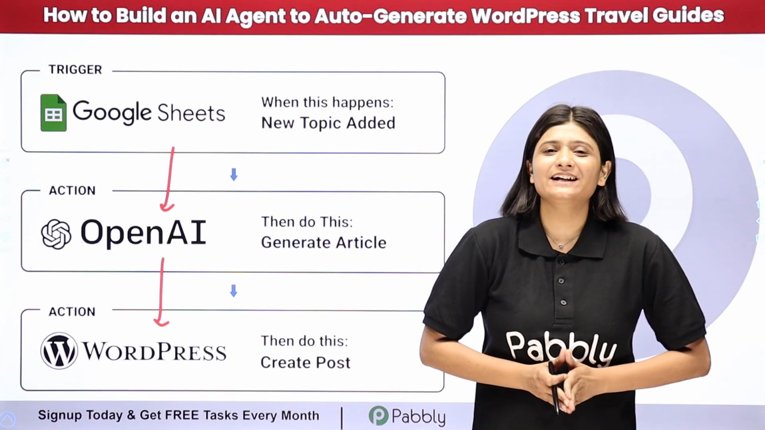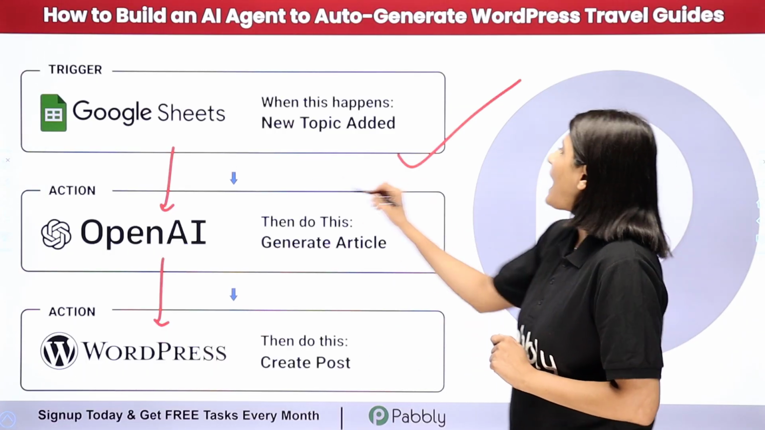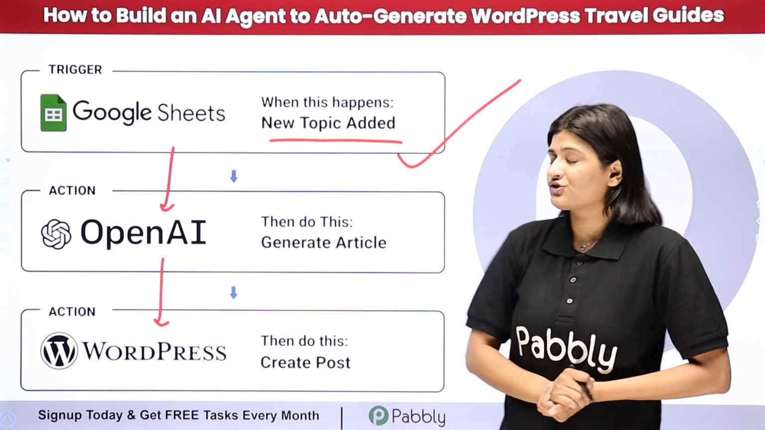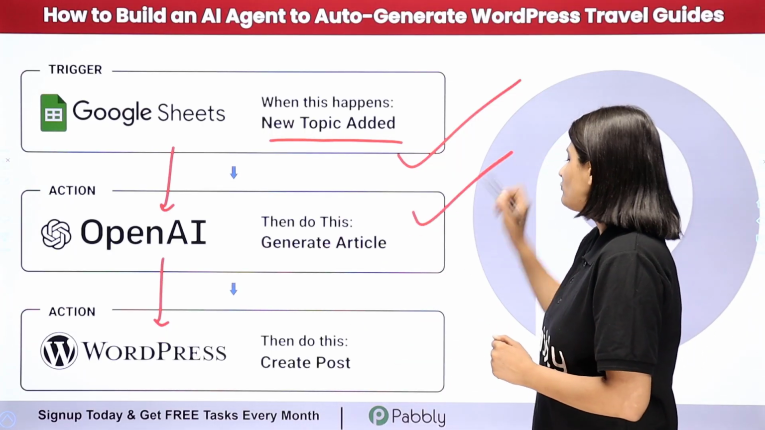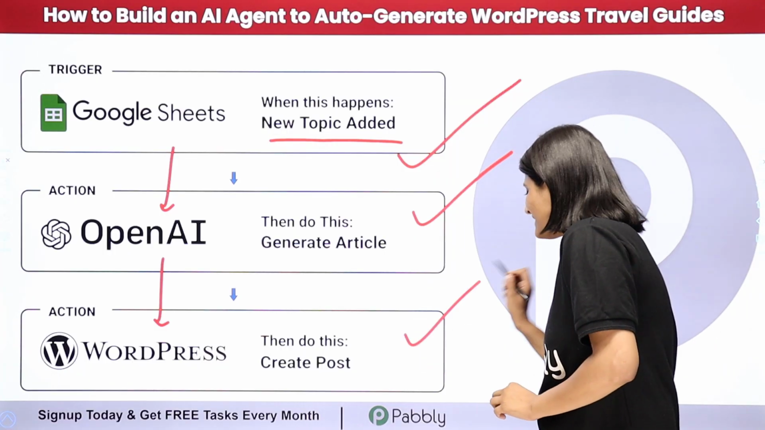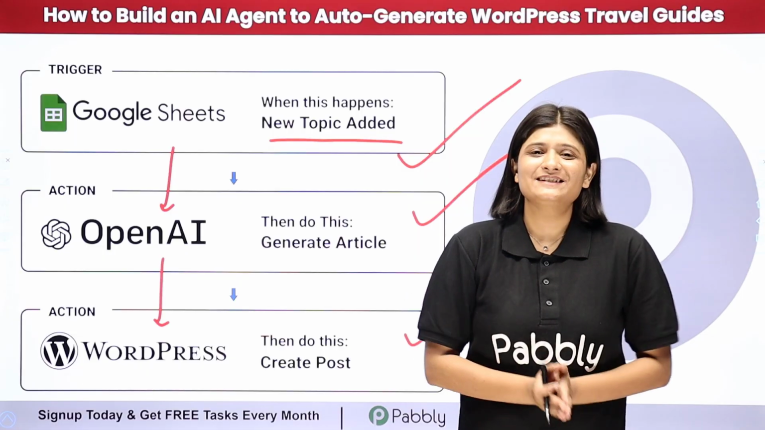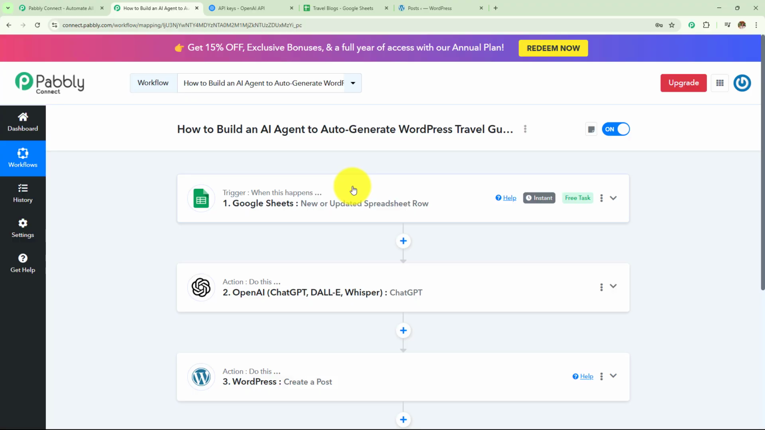With the help of Pabbly Connect, I'm going to build this connection in such a way that whenever I add a new topic in my Google Sheet spreadsheet, the article or the blog will be automatically generated with the help of OpenAI and it will be automatically created as a post on my WordPress. Now, if you want to learn the step-by-step process of this workflow, then let me take you all to my screen. In this video, we are going to see how to build an AI agent to auto-generate WordPress travel guides.